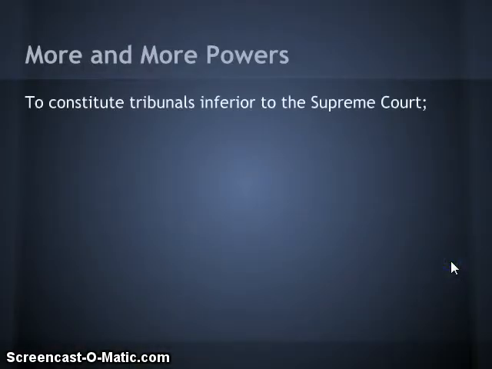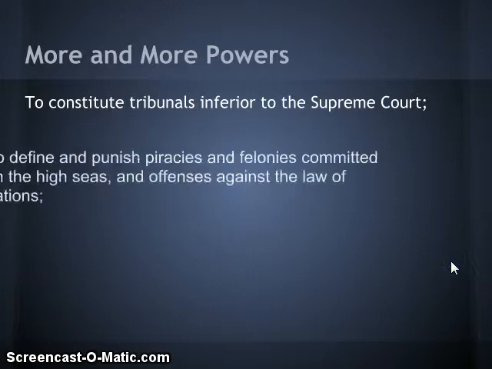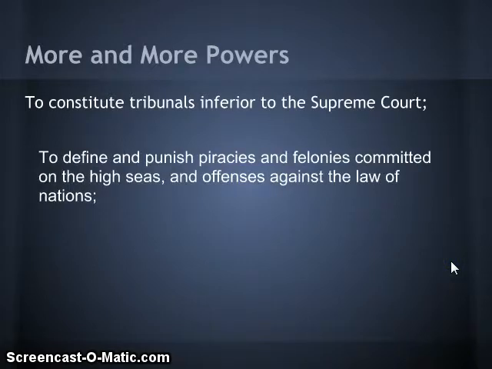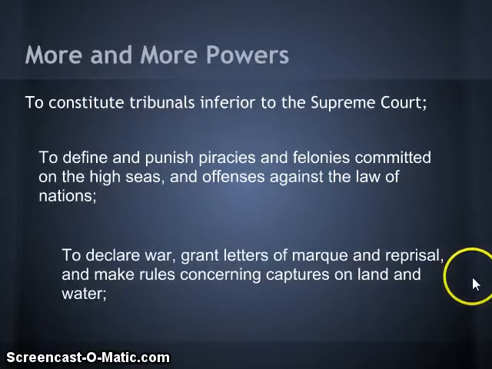To constitute tribunals inferior to the Supreme Court. So the Supreme Court can't do everything. They can set up inferior courts. To define and punish piracies and felonies committed on the high seas and offenses against the law of nations. To declare war, grant letters of marque and reprisal, and make rules concerning captures on land and water.